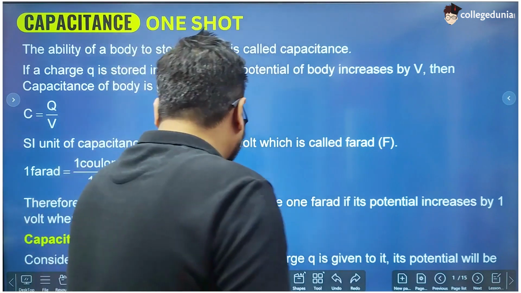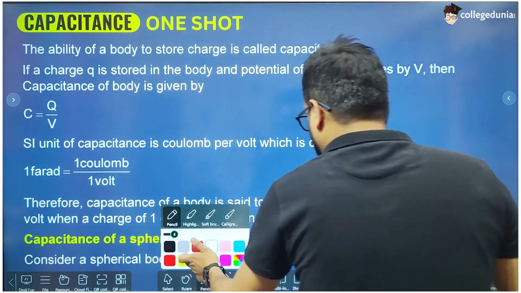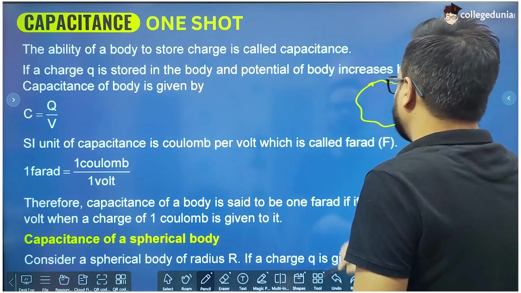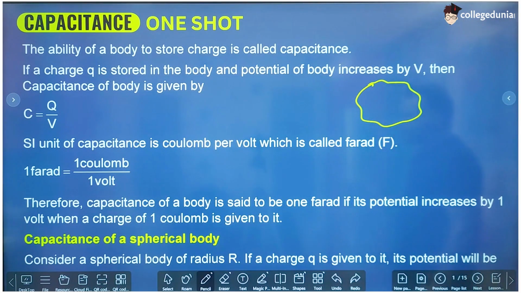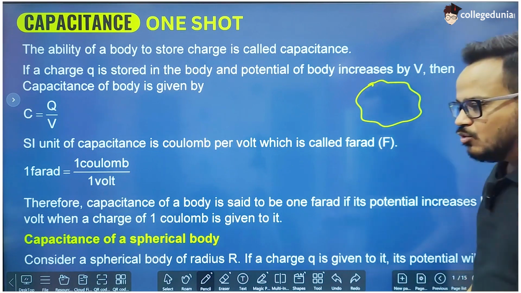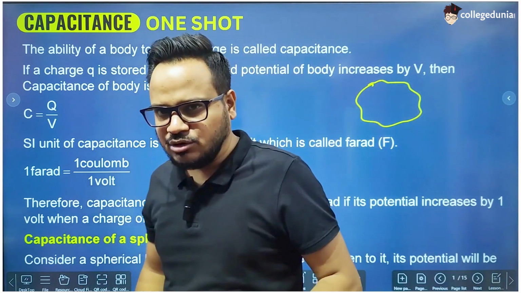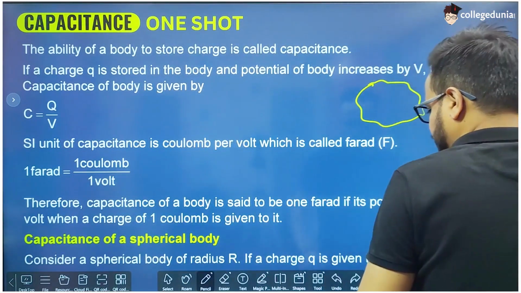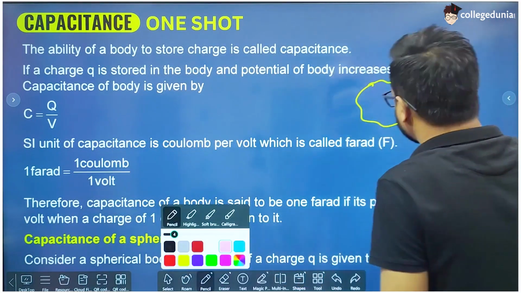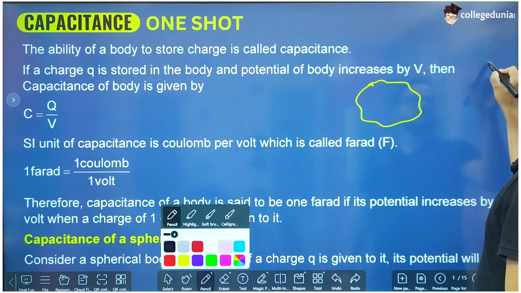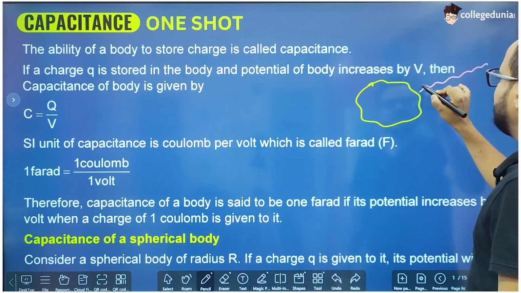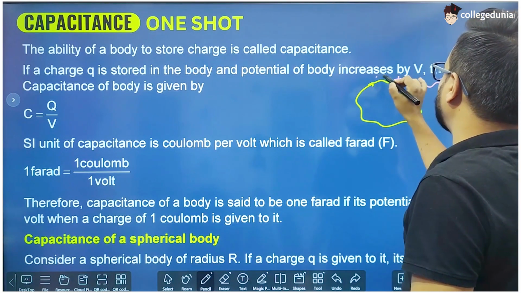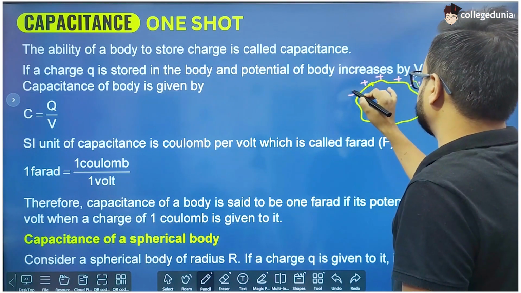Now, how is the capacitance of a body measured? Suppose this is a body and we have to measure the capacity of this body. Now what happens when some charge is given to the body? Then the potential of the body increases. Suppose this is an uncharged body, and some charge is brought from infinity and put on this body, and this body is now positively charged.